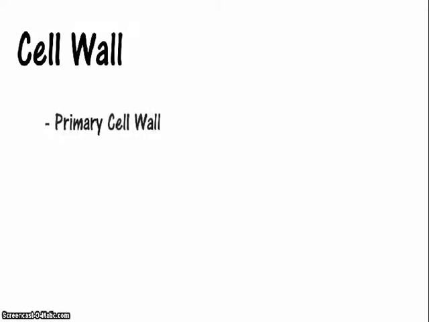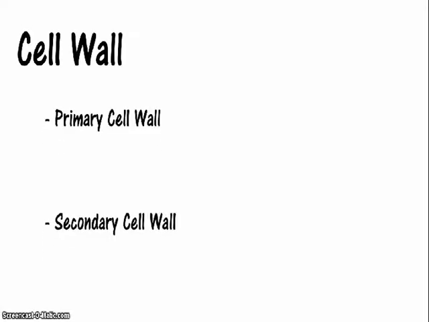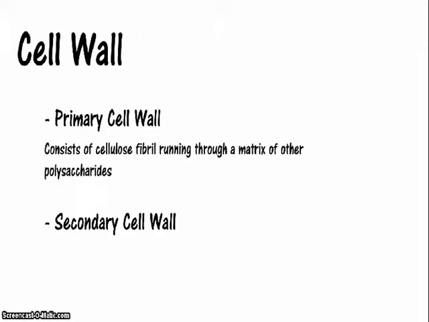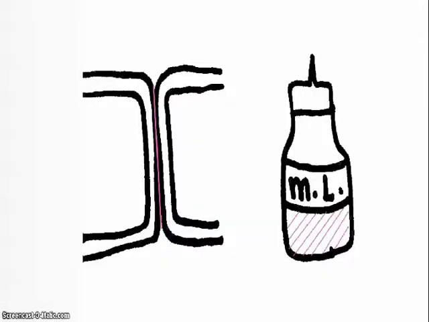Cells are surrounded by a relatively rigid wall which is secreted by the protoplast called the cell wall. So there's primary cell wall and also secondary cell wall. The primary cell wall is laid down during cell division and it consists of cellulose fibers running through a matrix of polysaccharides, whereas the secondary cell wall is the thickened primary cell wall.